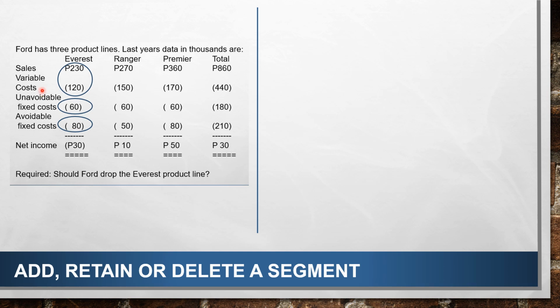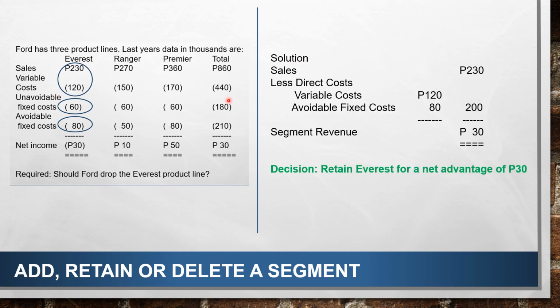Then we have the avoidable fixed cost. This will disappear if we remove Everest. Therefore, this avoidable fixed cost is relevant. Okay, so we have here our solution. Again, our contribution margin is 110. We have our sales of 230 less our variable cost of 120 and less avoidable fixed cost of 80. So we have 230 versus 200, or a positive segment margin of 30,000.